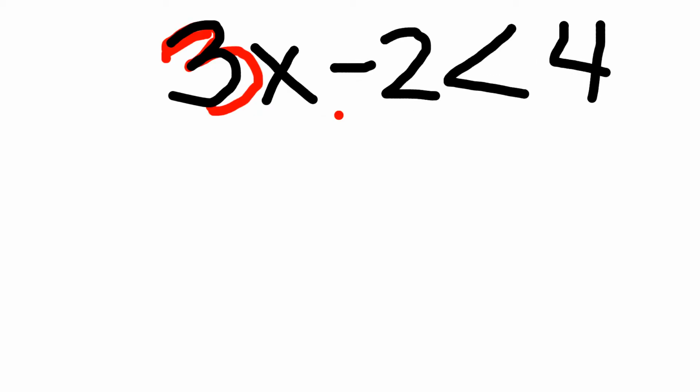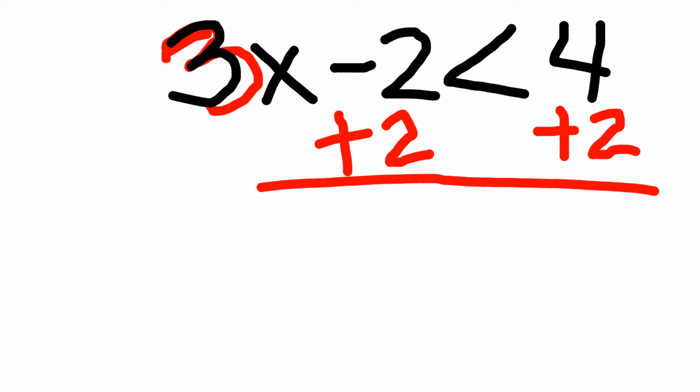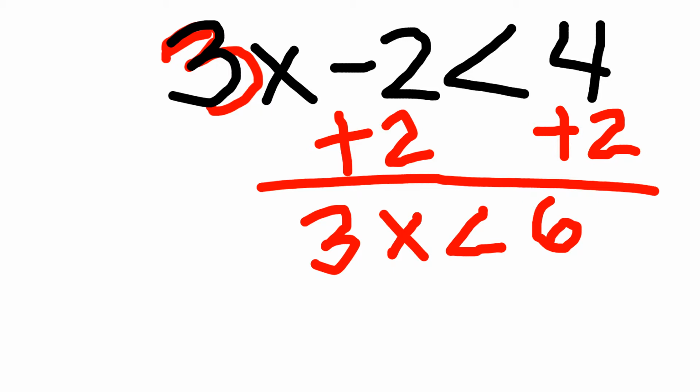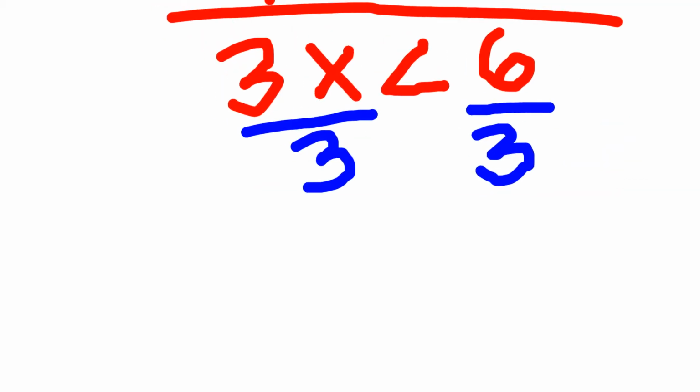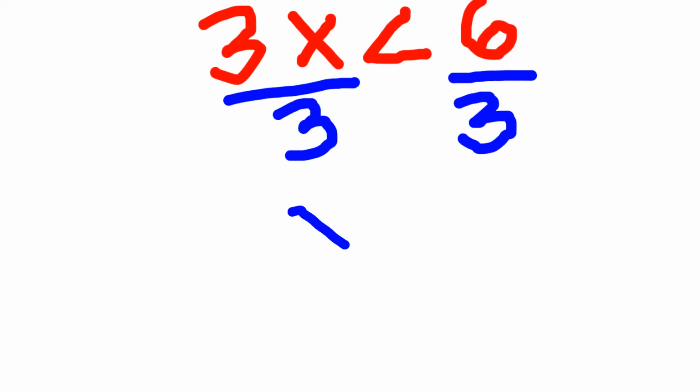In order to solve this inequality, the first step is to add 2 to both sides. When you add 2 to both sides, it doesn't change the inequality sign. By adding 2 to both sides, you're keeping it the same. You end up with 3x is less than 6. Your next step is to divide by 3 because you're trying to get x by itself. When you do that, you get x is less than 2. That means any value of x that is less than 2 is going to make this inequality true.